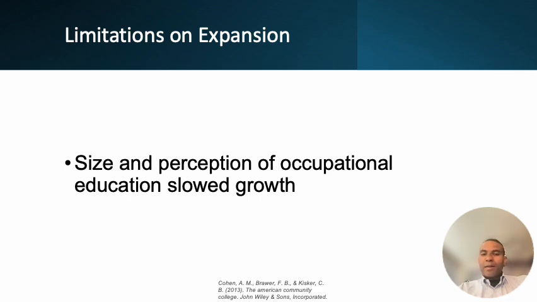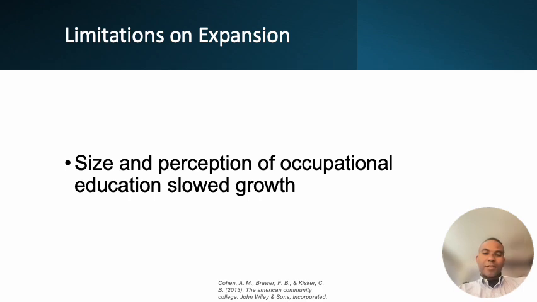Also, just the perception of occupational education has been a limitation. Historically, bachelor's degree and graduate degree programs were considered to be more prestigious than community college associate degrees and technical programs. And so community colleges, already dealing with the stigma of not offering those types of bachelor's or graduate degrees, some were hesitant to take on a program that may be considered even less than the associate's degree.